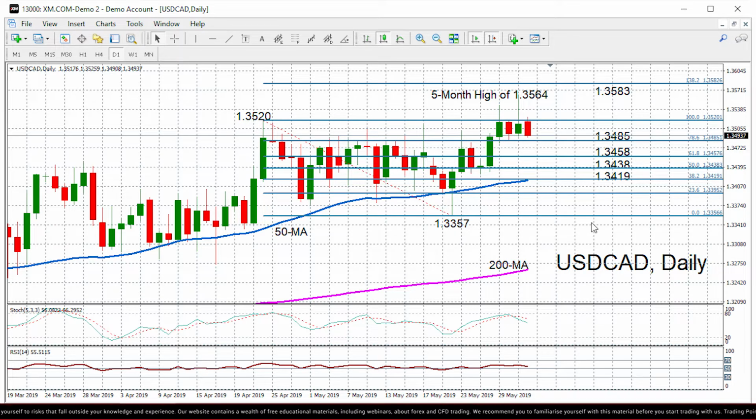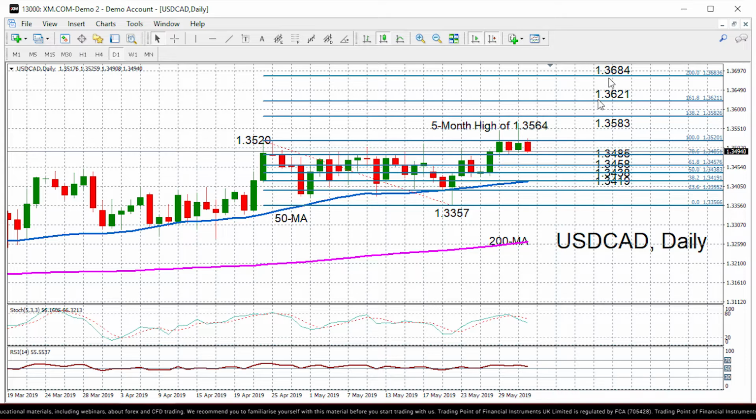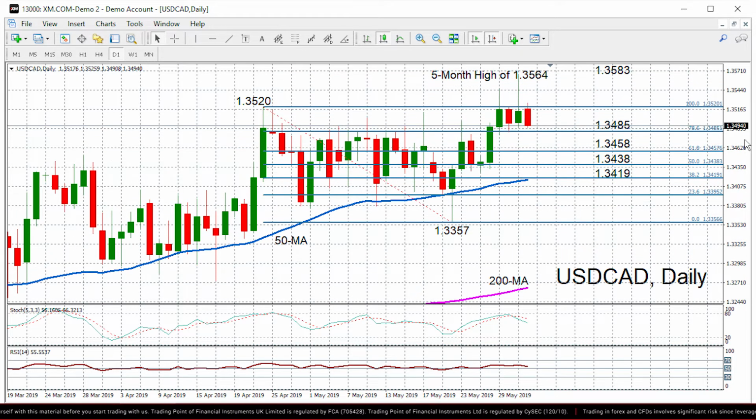If that resistance is broken, the next target would be 138.2% Fibonacci extension of the down leg from 1.3520 to 1.3357. So that's at 1.3583. Above that, we've got more Fibonacci levels, 1.3621 and 1.3684, that traders should watch out for if we do see more advances in the pair.